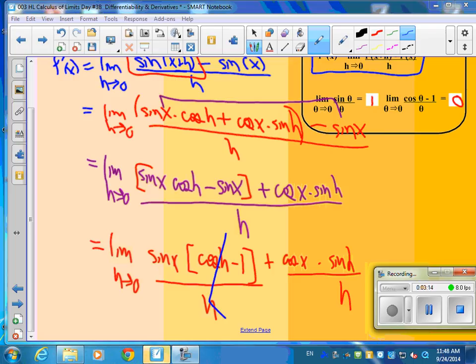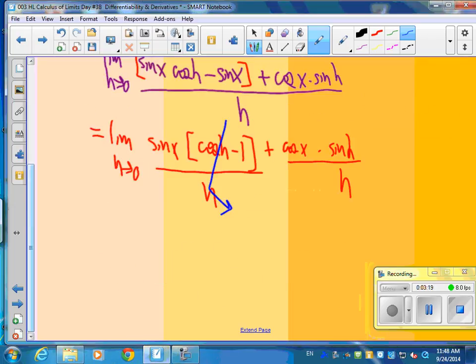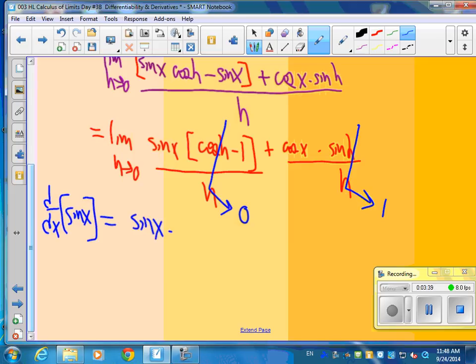Now I'm getting excited because we're getting toward the end here. What is the limit of cosine h minus 1 over h? What does that go to? 0. And what does sine h over h go to as h goes to 0? 1. So this leaves me the derivative of sine of x is going to be sine of x times 0 plus cosine of x times 1, and anything times 0 is 0. What's the derivative of sine of x? Cosine of x.